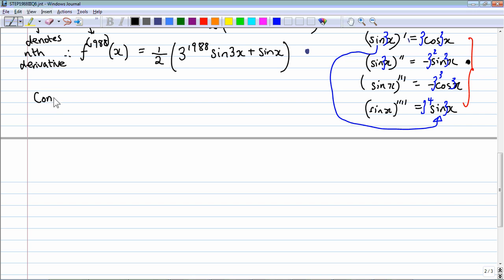So considering the zeros of this derivative means we're going to set the 1988th derivative of f of x to 0, and that's half of 3 to the 1988 sine 3x plus sine x, all equal to 0.